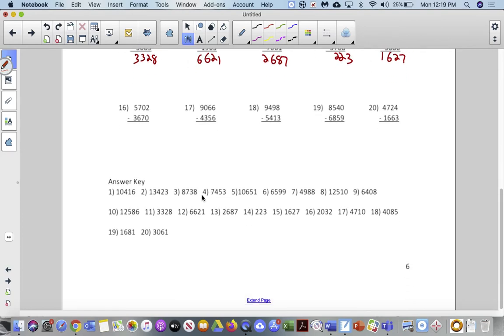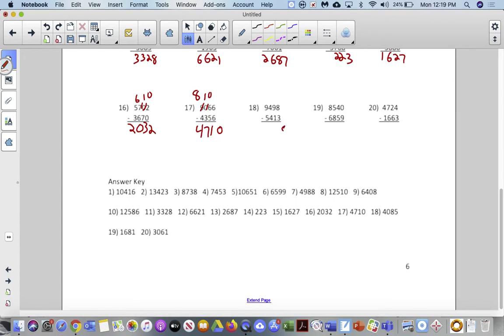Number 16. 2 take away 0 is 2. Can't, so make that a 10, and I'm going to make that a 6. 10 take away 7 is 3. 6 take away 6 is 0. 5 take away 3 is 2. 2, 0, 3, 2. Next, 6 take away 6 is 0. 6 take away 5 is 1. Make that a 10, and make that a 8. 10 take away 3 is 7. 8 take away 4 is 4.